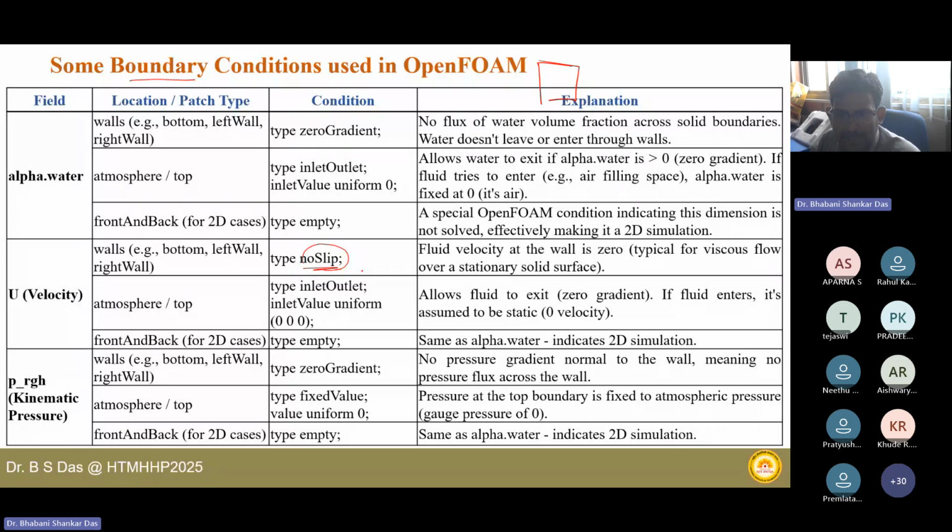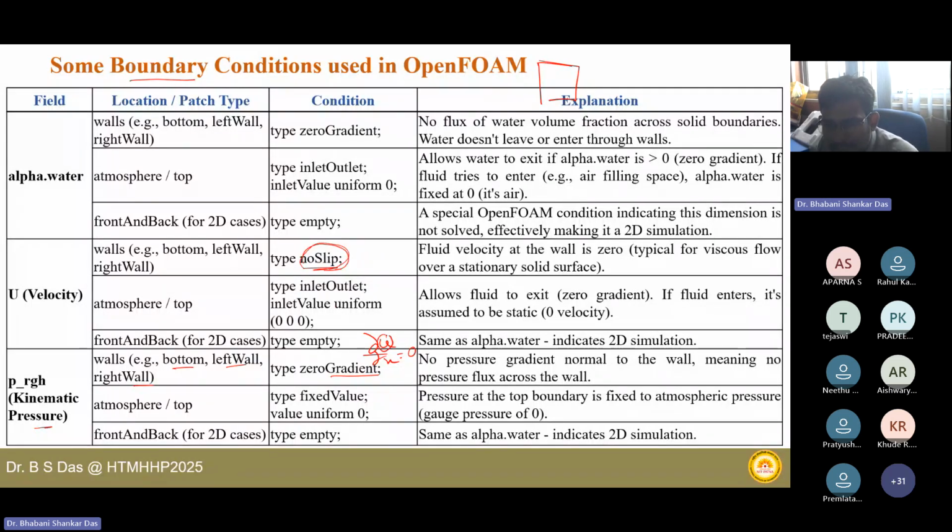And if the boundary is moving, like in a sedimentation problem with bed sediments, then we should not use the no slip condition. So you need to define whether you require a no slip condition or a slip condition. Then for the kinetic pressure, zero gradient, del U upon del X. Initially, for the bottom wall, left wall and right wall, the gradient is zero.